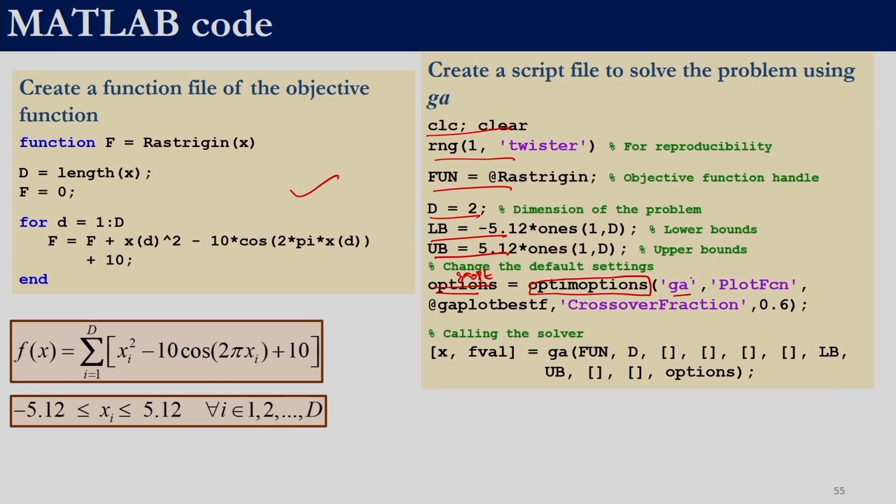We need to give this GA within single quotes, and then the plot FCN. There are a lot of plots that GA can generate. If you look at the options of GA, you will be able to see plot FCN, and we are selecting this one. Again, this is an inbuilt function which is already available. We are changing the value of plot FCN to GA plot best F. Similarly, we are changing the crossover fraction to 0.6. The keyword which corresponds to the crossover fraction is crossover fraction, and we are changing the value to 0.6.